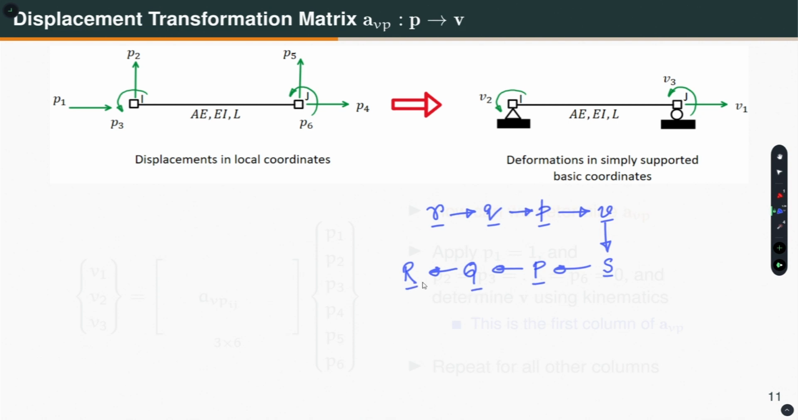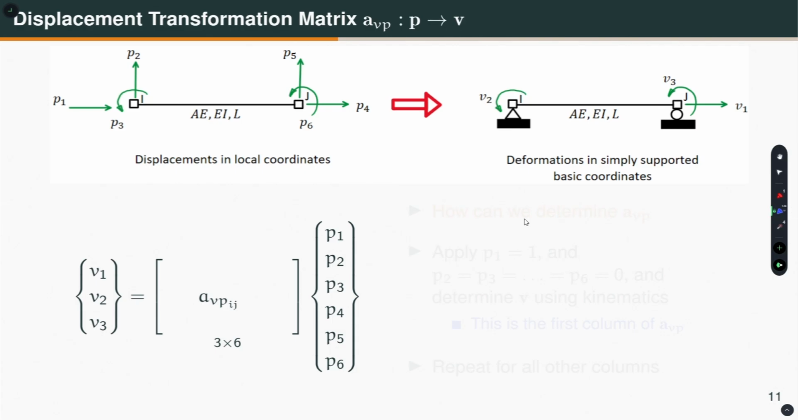So, therefore, for the displacement we will go from P to V, local to the deformation. How do we do that? Well, I can use the same approach. I want to convert this displacement, these P's, to the deformation, the V's. How do I do that? Through a transformation matrix, which I am calling A V P, it is transforming P to V. Okay. Again use the same approach to determine A V P.